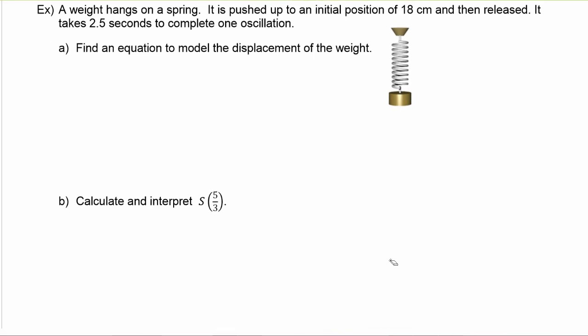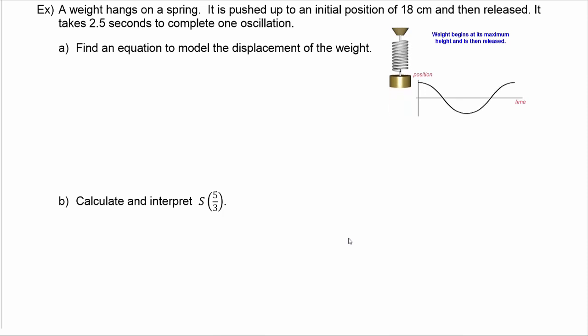In this example, a weight hangs on a spring. It is pushed up to an initial position of 18 centimeters and then released. It takes 2.5 seconds to complete one oscillation. Now, because the weight begins at its maximum height and is then released, we know that its displacement over time is going to trace out a cosine wave.